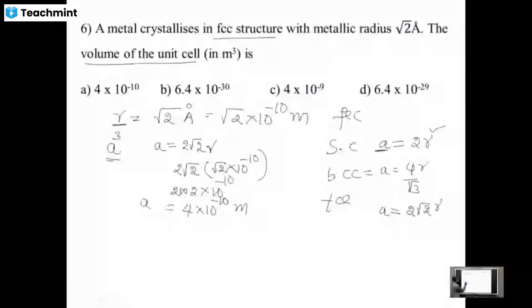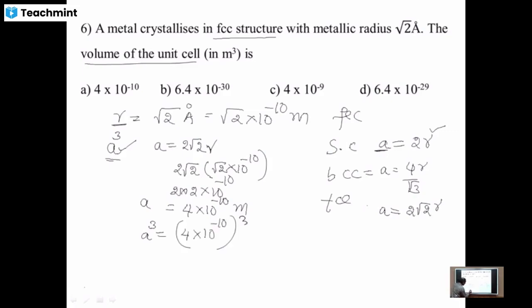We have to calculate the volume of the unit cell, a cube. Therefore, a cube is 4 into 10 to the power of minus 10, whole cube. 4 cube is 64. 10 to the power of minus 10 cube is 10 to the power of minus 30. Now let us see where this option is present. 64 into 10 to the power of minus 30. We can see option D, 6.4 into 10 to the power of minus 29. 64 into 10 to the power of minus 30 is one and the same as 6.4 into 10 to the power of minus 29. Both are same. Therefore, the right answer here is option D, 6.4 into 10 to the power of minus 29. That is the volume of the unit cell.